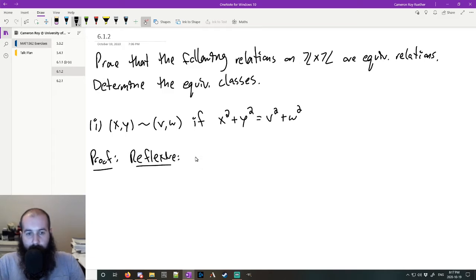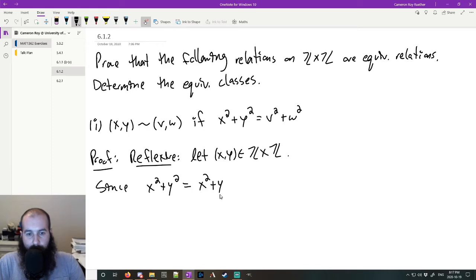To do this, we need to let xy be any element of the Cartesian product, because this is a relation on the Cartesian product. Then we would like to show that xy is related to xy, which, since x squared plus y squared is equal to x squared plus y squared, satisfies the condition where v is x and w is y. So this means that xy is related to xy, so it is reflexive.